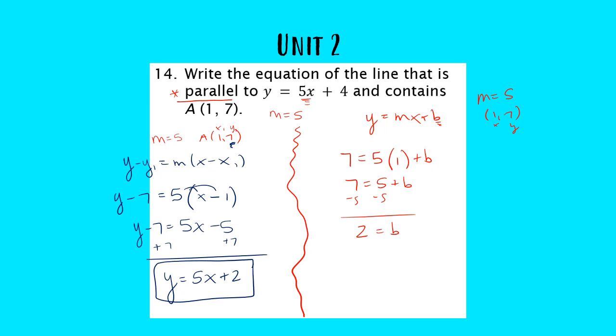So then what you're going to do is you're just going to come through one more time, and you're going to plug in m, and you're going to plug in b, which is your y-intercept. So you get y equals 5x, and then your y-intercept is 2, so you get 5x plus 2. Notice this is the same answer either way you do the problem.